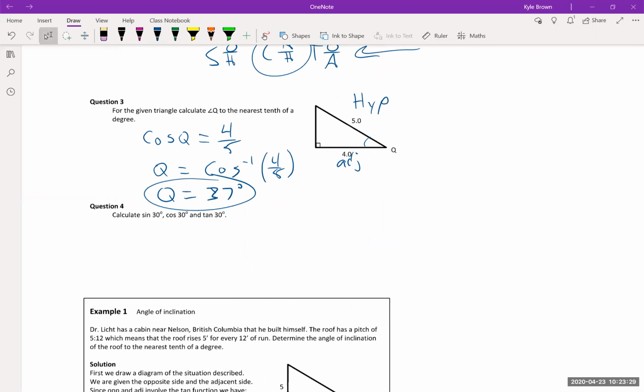Okay, number 4 says calculate sine 30, cos 30, and tan 30. So when it says calculate sine 30, just imagine what you're looking for here. What kind of answer am I even thinking I'm going to get? I'm going to get a ratio, right? Sine of 30 is saying what is the ratio when the angle is 30 degrees?